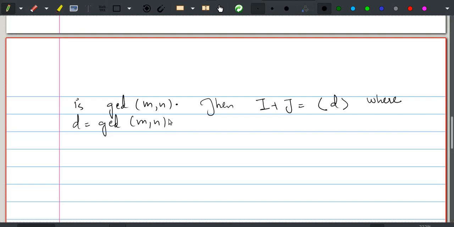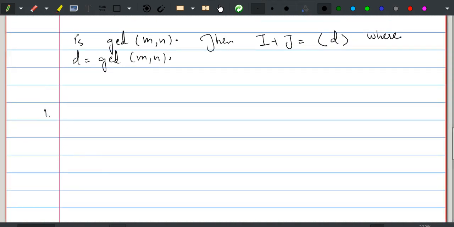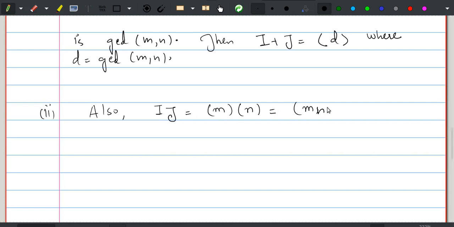So this is the first case, when we take the sum. The second case is the product: if I take the product IJ, that is the ideal generated by m times the ideal generated by n. This is actually the ideal generated by mn, because mn will be the smallest positive integer contained in the product IJ. Again, IJ being principal, it will be generated by mn.